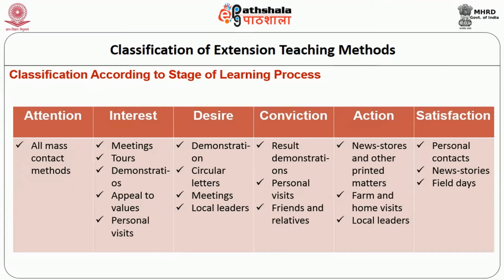And in the desire stage, suppose we are interested to arouse the desire of the farmers, we can go in for demonstration, circular letters, meetings, and we can make use of the local leaders. In the conviction stage, we can go in for result demonstration, personal visits, friends and relatives. In the action stage, wherein the farmers will be adopting the technologies, we can make use of news stories and other printed matters, farm and home visits, local leaders.